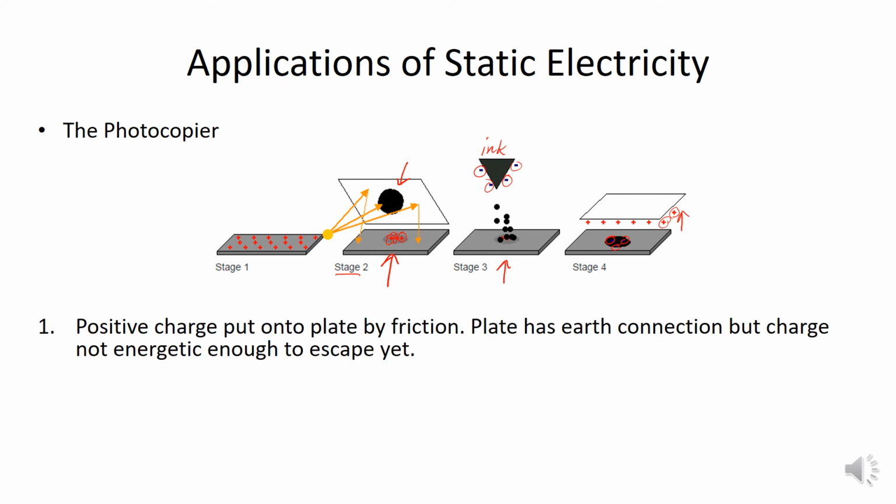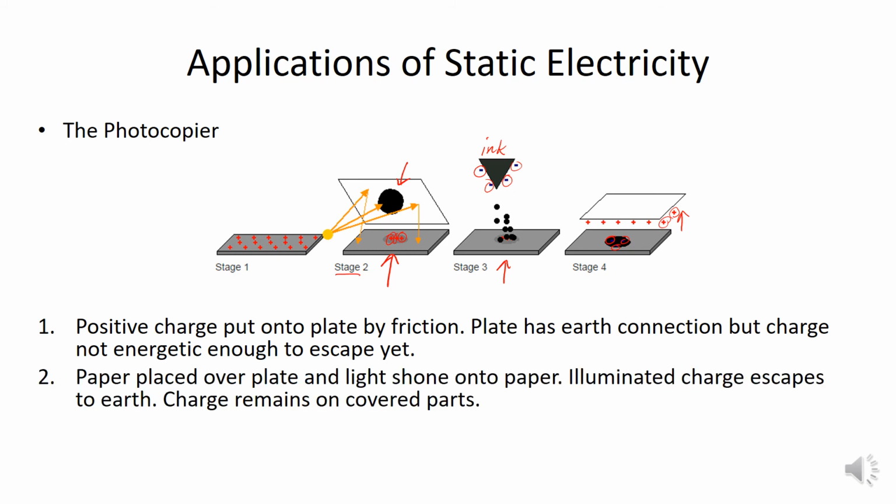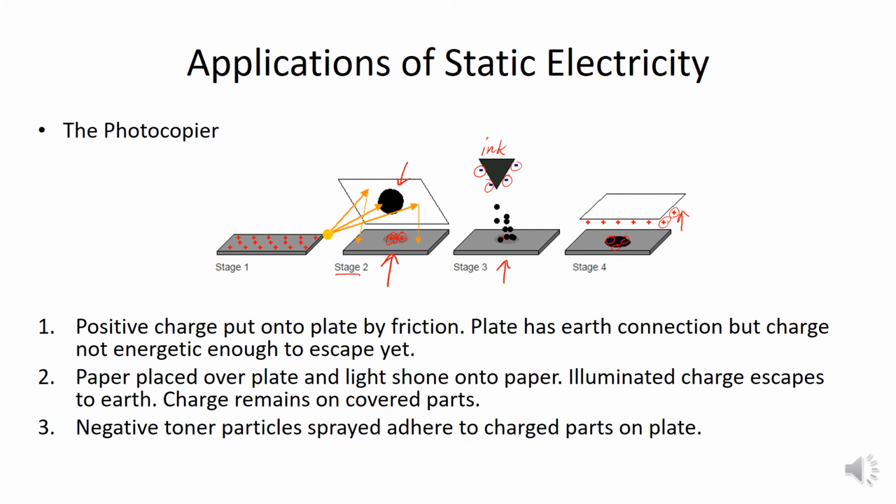So here are the steps of what happens. Positive charge is put onto a plate by friction. The plate has an earth connection, but the charge is not energetic enough to escape yet. Number 2, paper is placed over the plate and the light is shone onto the paper. The illumination allows the extra charges to escape to earth, and what remains is what was covered by your pattern or the picture on your page.